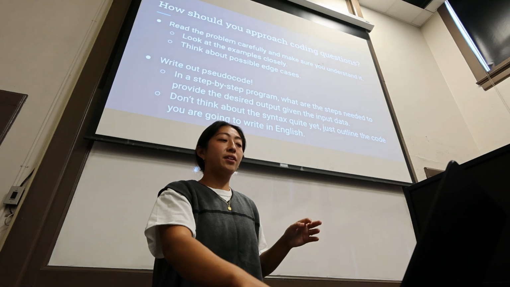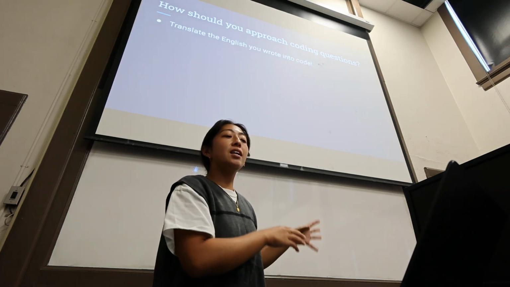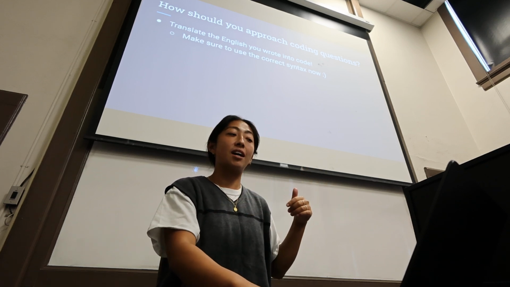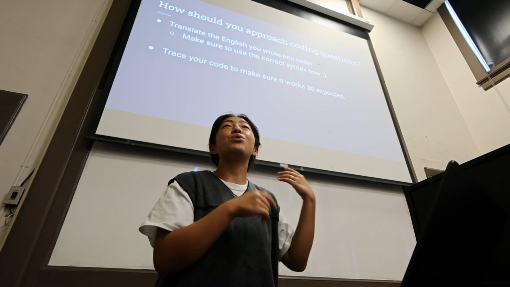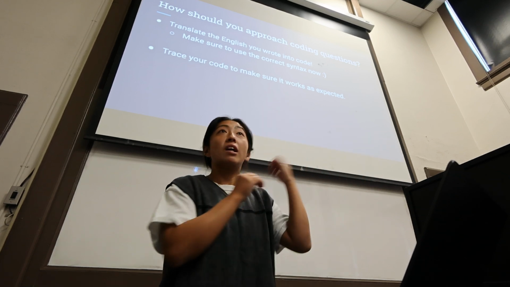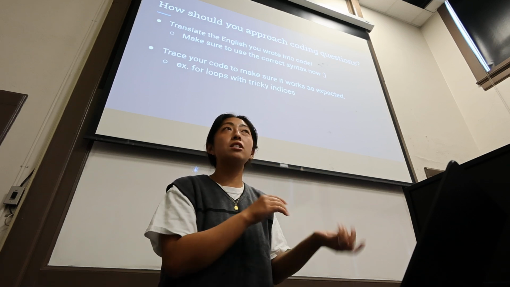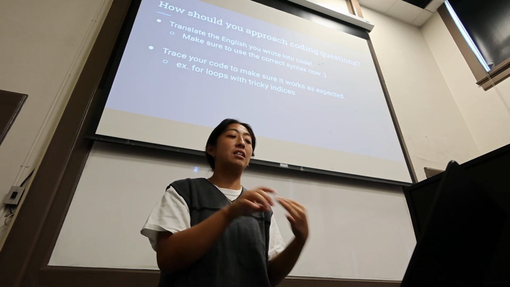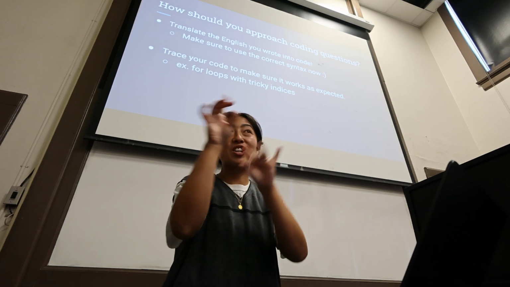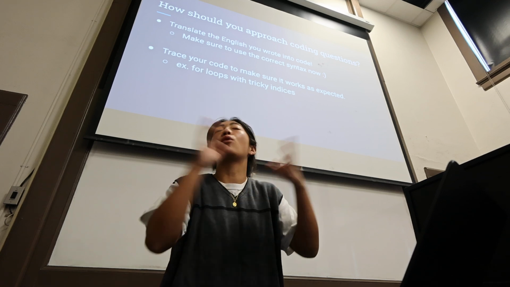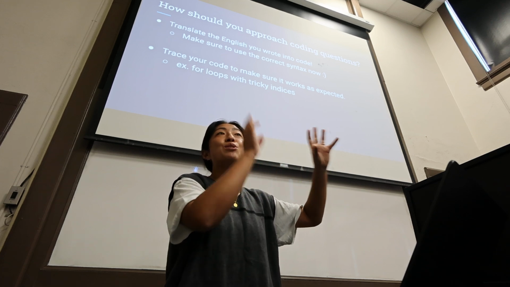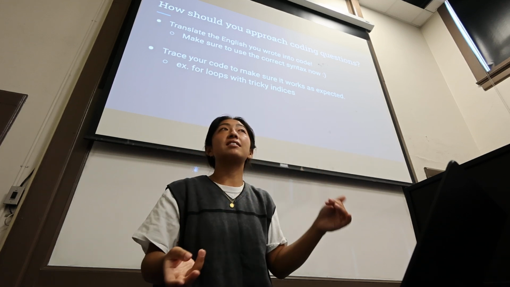Okay, and then after you do this, translate the English you wrote into code, right? So now make sure you're using the correct syntax. And then once you do that, I know that will probably take you the majority of the time, but then trace your code at the end. This is really important, I would say, for for loops with tricky indices, but maybe for other questions that don't involve little tricks on being really careful with indices, if you don't have time to trace it, it's okay, because hopefully you've spent enough time on the other steps to really validate that what you wrote is correct.